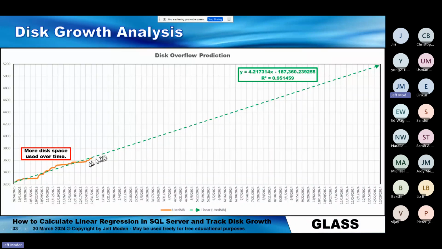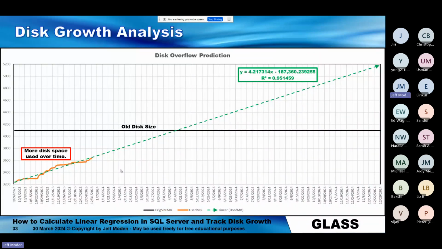So this red line here is space being used over time. And you can see where I did some index rebuilds to recover some disk space. And so that left me with flat for a while. And I did another one up here, left me with flat for a while. But basically, that's the growth that I'm experiencing on this particular hard disk. And this is the old disk size, this black line here. And right where that line crosses is when I'm going to run out of room.